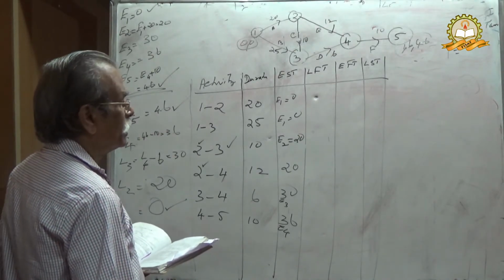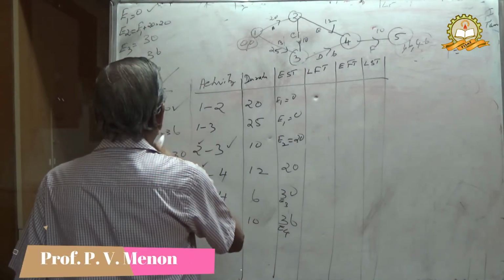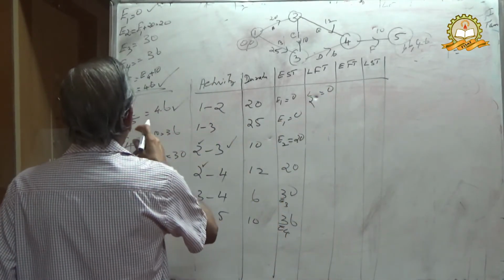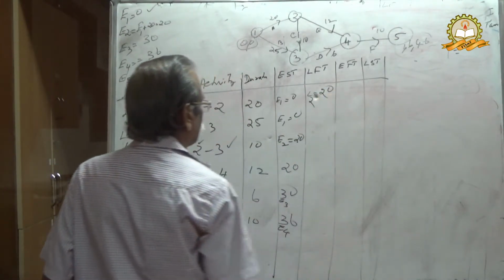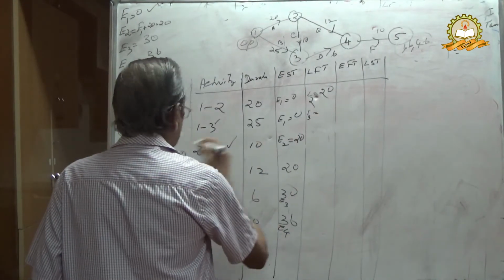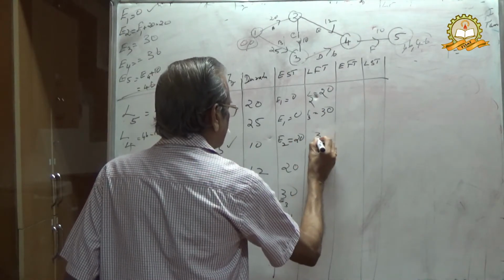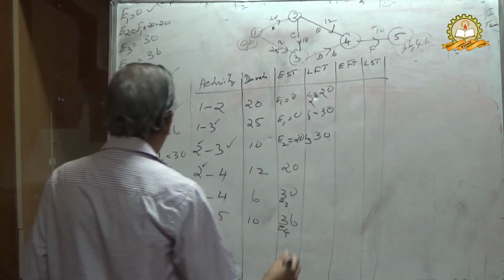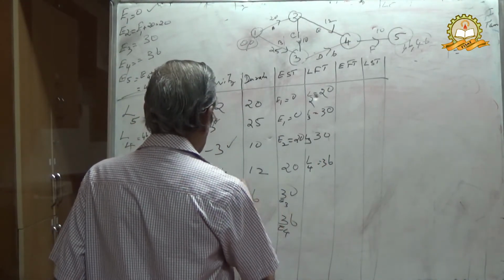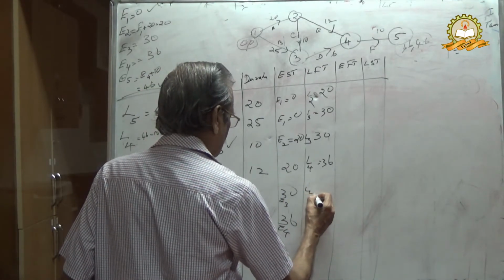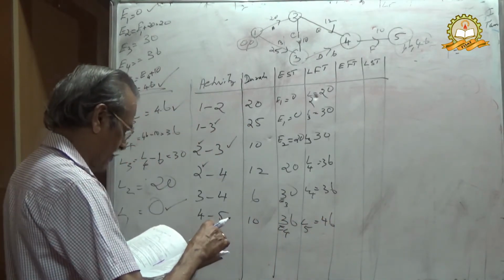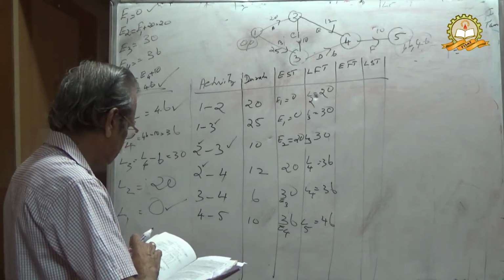Then LFT, latest finishing time. L2 is 20 for 1-2, then L3 equal to 30, then again L3 30, then L4 36, then again L4 36, and L5 46, L5 46, equal to 46.